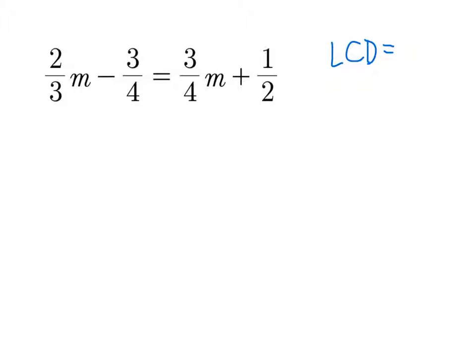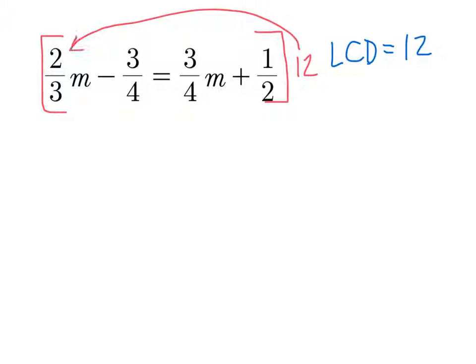Least common denominator here. 3, 4, and 2. Well, 2 goes into 4, but 3 does not. So how about 8? 2 goes into 8, but 3 does not. How about 12? Yep, that's it. We're going to multiply everything by 12, which was the common denominator when we did this the other day in class as well. 2/3 of 12 is 8. 1/3 of 12 is 4. 2/3 of 12 will be 8.